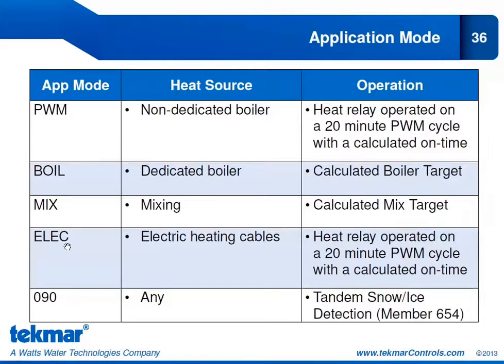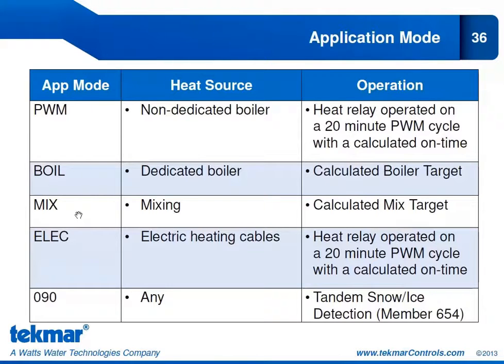We have application mode elect, and that is only if you are using electric heating cables for your snowmelt system. If you do choose this, then you're going to be using the heat relay, and the heat relay will operate on a 20-minute PWM cycle with a calculated on time. And that on time, of course, depends on the slab target and what the current measured slab temperature is.